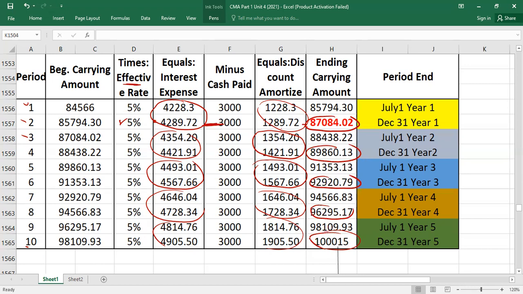Understood? Clear? Entries you will pass the same. Debit interest expense in the first year with this value. Credit will be cash in the first year with this value, right? And credit will be discount amortization with this value in the first year, right? Same entries as you were passing previously. Same entries you will pass. Understood? I hope it is clear, right?